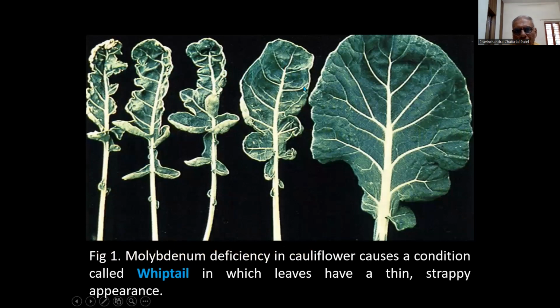So here you can see a cauliflower with narrow leaves. Molybdenum deficiency in cauliflower causes a condition called whiptail, in which the leaves are thin. Actually, the leaves of cauliflower are normally broad leaves. It has a strappy appearance.